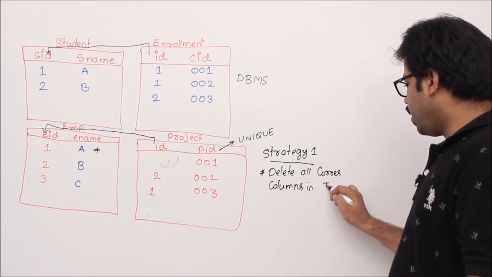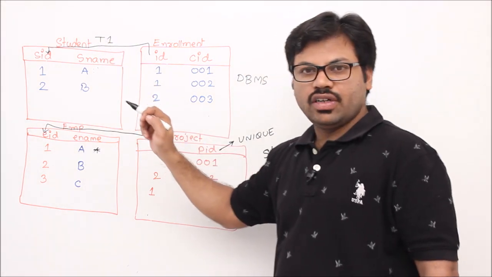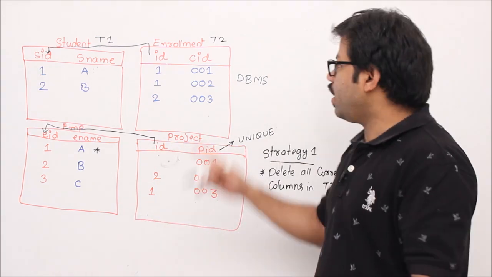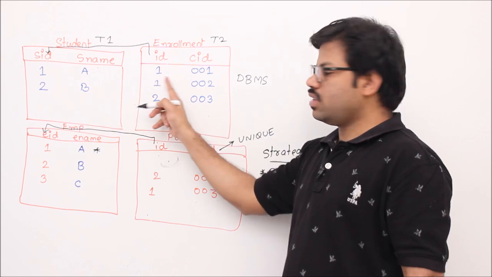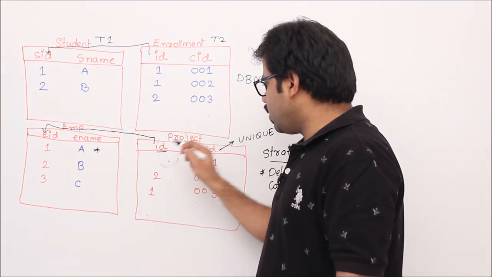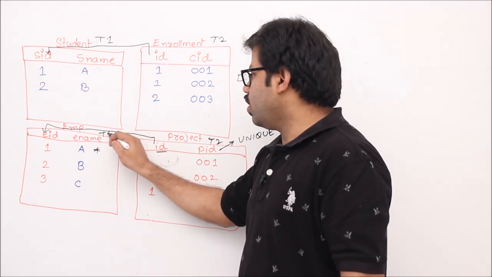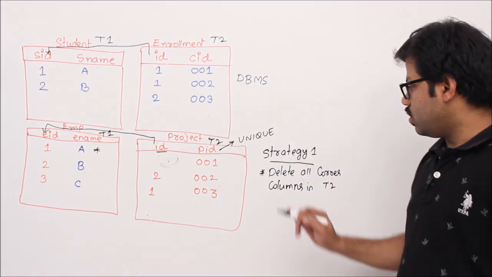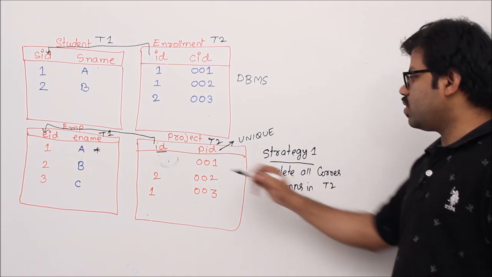So strategy number 1 is delete all corresponding columns in table number 2, correct? From now onwards, I always say that the table which is referred to is table number 1. T2 means the table which is referring. Here T2 is referring to T1, correct? So that's why I say this is T1, this is T2. Here the foreign key is here, right? ID is a foreign key. That's why this table is T2. Here this is table number 1, which is referred by someone, right? So in this model, strategy number 1 we can apply is delete all the corresponding columns in T2.